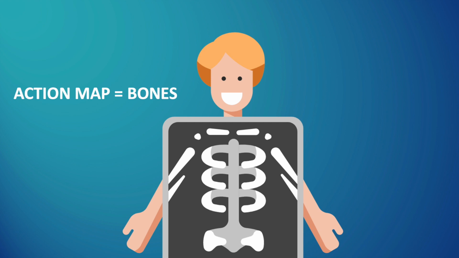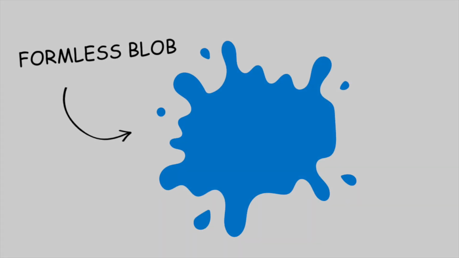In the human body, it's the bones that give us structure. It's what helps us to stand upright. Without our bones, we'd all just be formless blobs. In the same way, action mapping gives your e-learning scenario structure. Action mapping ties the scenario directly to the key business goals and activities that move the business forward.